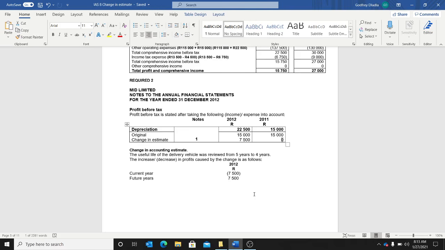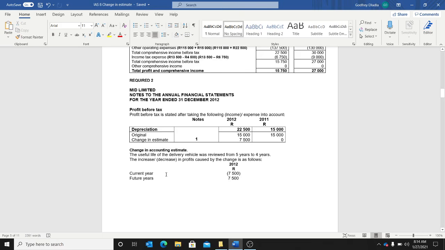Now when we come to 2012, you've got 22.5. Originally, you were depreciating 15. So the change in estimate is 7.5. Since our estimate has changed, the remaining useful life changed from 3 to 2. It therefore means that the change in estimate in 2012 is the 7.5. 15 plus 7.5 is 22.5. Now, we were told to do this note here, and then also this one, the change in accounting estimate.